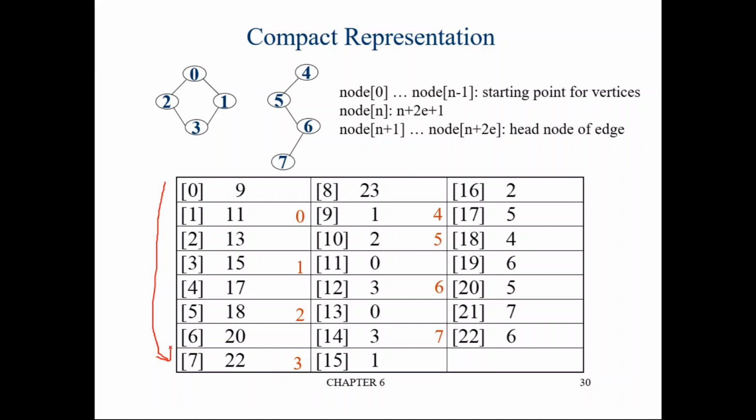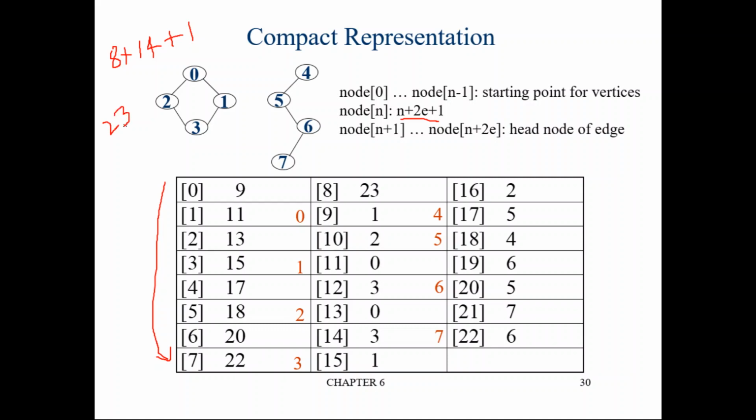The array will have how many locations? The array will have n plus 2e plus 1 locations. What is n? n is the number of nodes, that is 8. e is the number of edges. Number of edges here: 1, 2, 3, 4, 5, 6, 7. So 2e is 14, 7 into 2 is 14. So 8 plus 14 plus 1. 14 plus 1 is 15, 15 plus 8 is 23. So this array will have 23 locations.